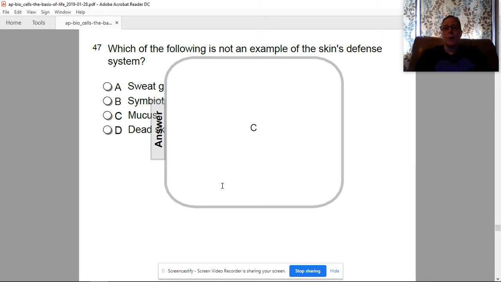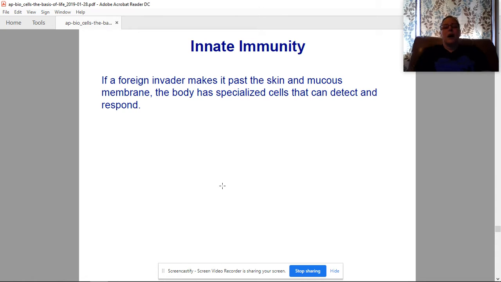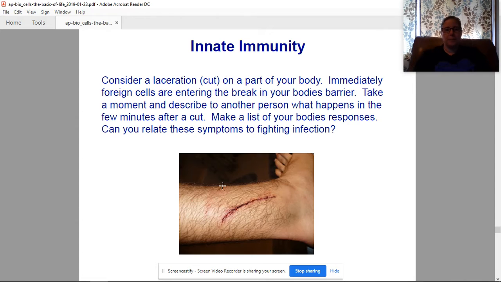Mucus is not part of the outer layer of skin. It's in your mucous membranes, but not for your regular skin system. Innate immunity: if a foreign invader makes it past the skin and the mucous membranes, then the body has special cells inside it to attack.